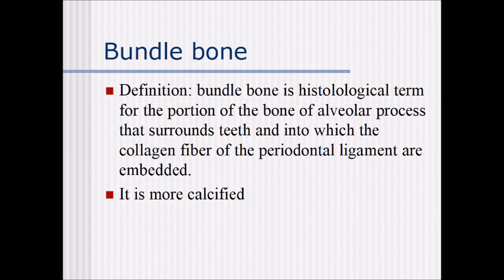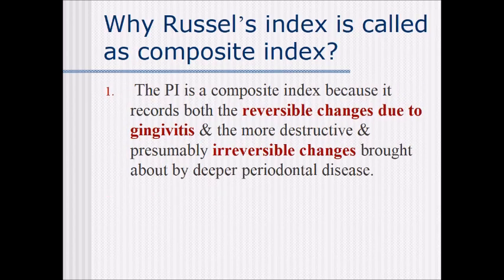Coming on to the bundle bone. Bundle bone, it is a histological term. First of all, the most important thing is that it is the histological term for the portion of bone of the alveolar process that surrounds the teeth and into which the collagen fibers of the periodontal ligament are embedded, and it is more calcified as compared to other areas.